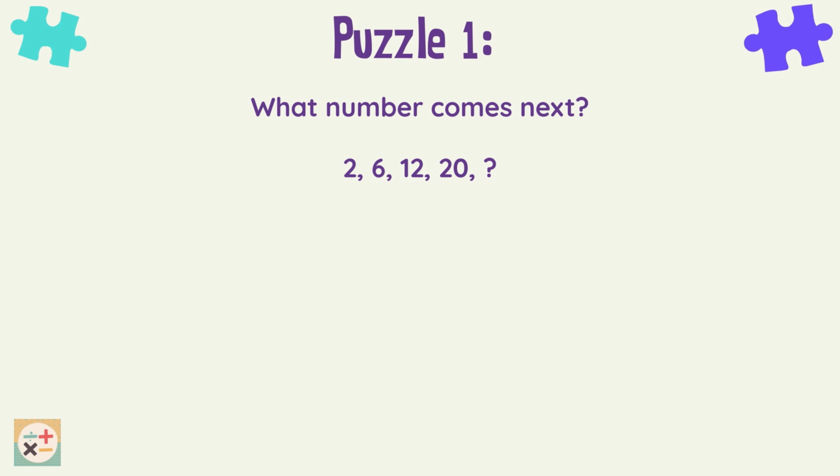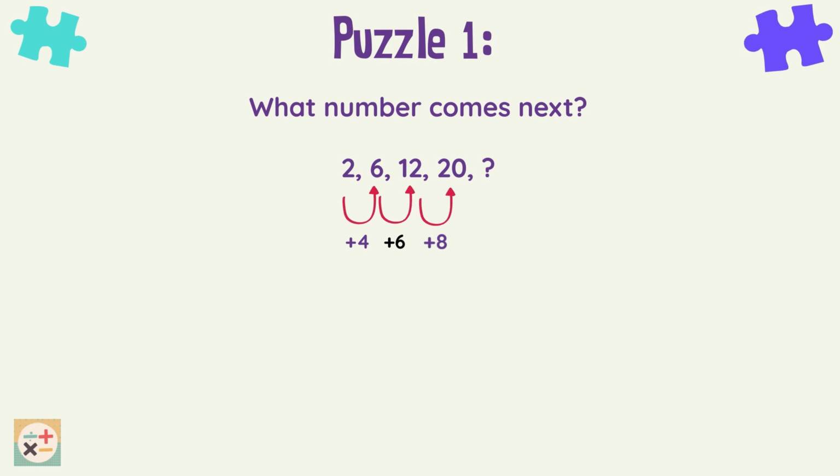The key here is to look at how the numbers are increasing. We can see the difference between the first two numbers is 4. The difference between 6 and 12 is 6. A pattern is emerging here, as each time, the difference increases by 2. So the next number in the sequence will have a difference of 10 between the previous number. Therefore, the answer is 30.